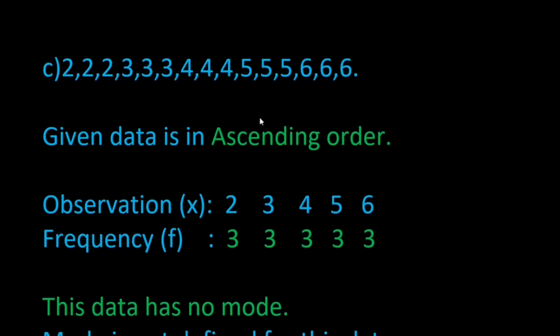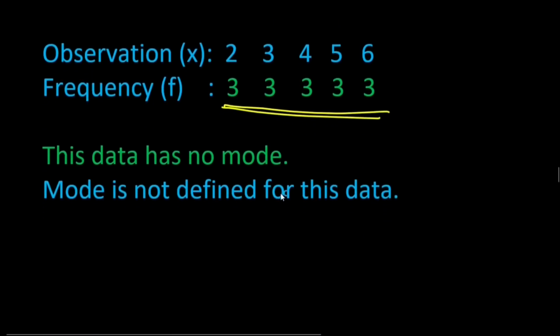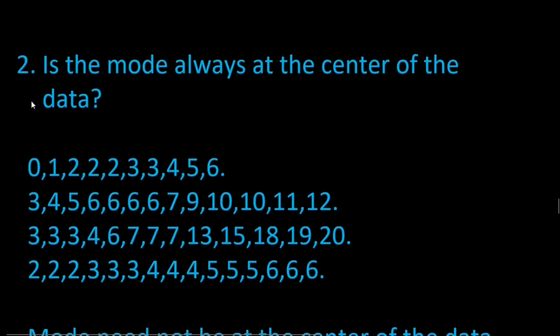Here in this data, 2 is occurring 3 times, 3 is occurring 3 times, 4 is occurring 3 times, 5 is occurring 3 times, and 6 is also occurring 3 times. The frequency of each observation is equal. There is no most frequently occurring observation. The frequency of each observation is 3. So this data has no mode. Mode is not defined for this data.